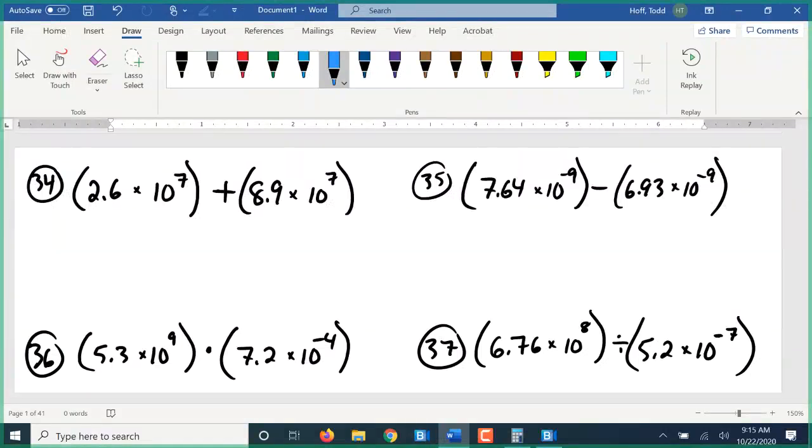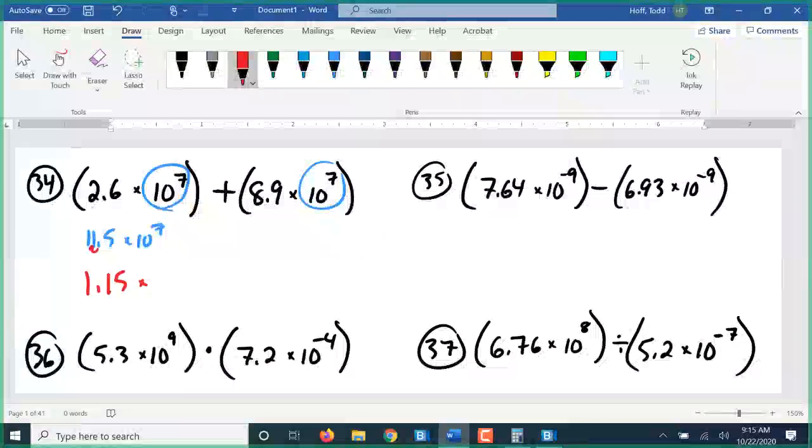Okay, so we're running out of time, so let's get through these. Our first one up here, we're adding, so we have to have the same name. We do, we have 10 to the 7th. 2.6 plus 8.9 is 11.5 times 10 to the 7th. We have to adjust this. We have 2 digits in front of the decimal, so I have to move it to make it 1.15. The number became smaller by 1 place value, so our power of 10 has to get larger by 1. 7 plus 1 is 8, so that's 1.15 times 10 to the 8th.